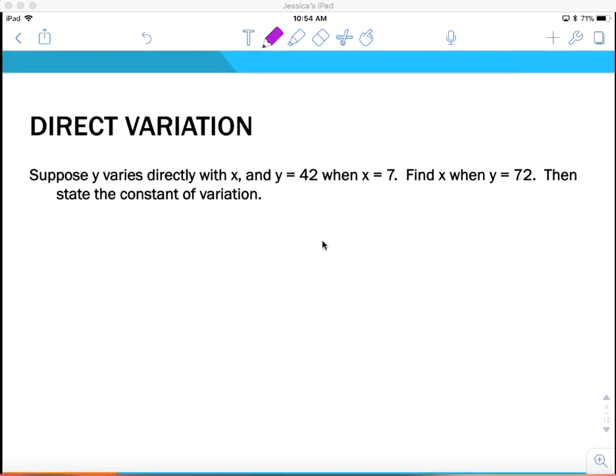Go ahead and pause the video, try this problem on your own, and then restart when you're ready to check.